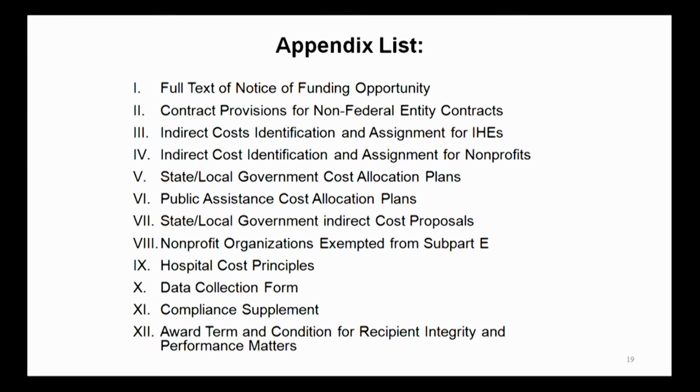Appendix number 2, for example, contract provisions for non-federal entities, something that would be used by any recipient. And then also Appendix 7, indirect costs. State, local, and tribal governments are covered under this appendix for indirect costs. And then also Appendix 12, award terms and conditions for recipient integrity and performance matters. And that's something you may not have heard about before, but we'll be talking about that in another webcast.